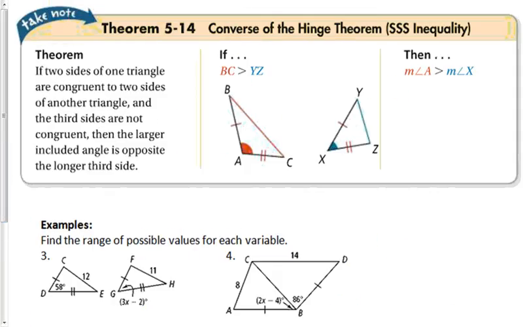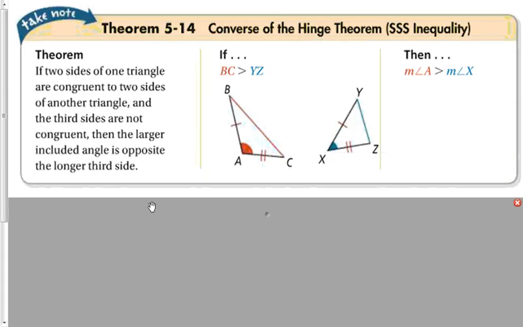We can also do the inverse of this, or sorry, the converse. The converse of this theorem says if two sides of one triangle are congruent to two sides of another triangle, and the third sides are not congruent, then the larger included angle is opposite the larger third side. So now we know that we have two congruent sides, so that's where the side angle side comes in. But now it's actually side side side, because we know which third side is larger. In this case, we're saying BC is larger than YZ, and then we know that the measure of angle A would have to be larger than the measure of angle X based on this theorem.